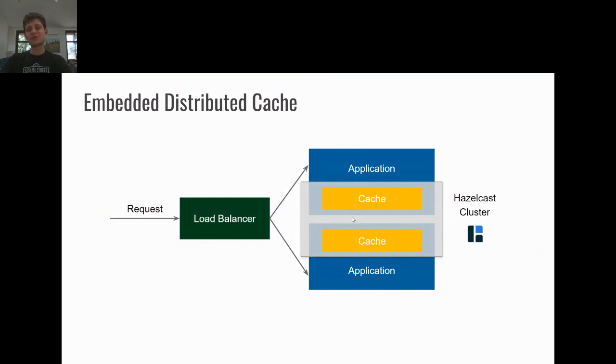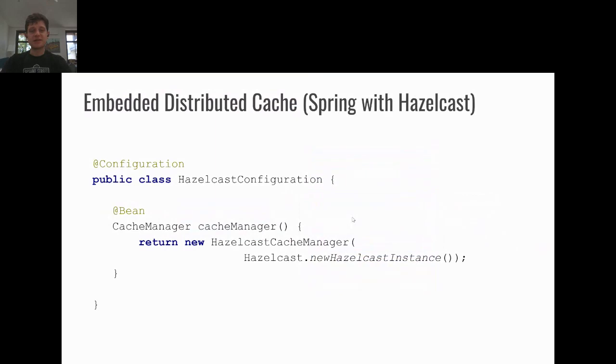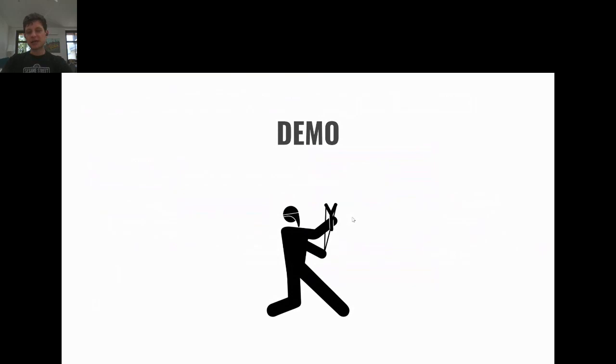If we would like to code it, if we stick to this example with Spring, all we need to do is change the cache manager and tell Spring, hey, Spring, use Hazelcast for caching, and that's it. So, a short demo of how it looks in practice.